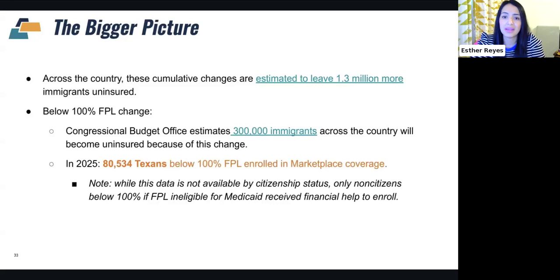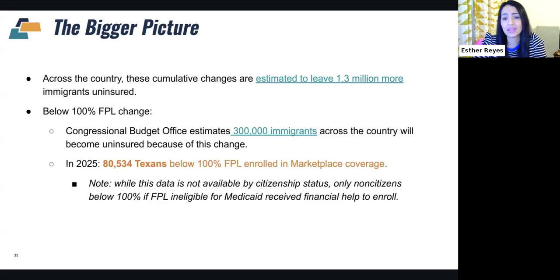Now, there are going to be a lot of impacts from HR 1 and the changes that it created in our communities, and our communities are going to feel them, especially, they're going to begin with immigrants. With the changes that I talked about combined, the Congressional Budget Office has estimated that about 1.3 million immigrants across the country will become uninsured, which means that their access to healthcare will be undermined. And as previous panelists have mentioned, their financial security will be put at risk.